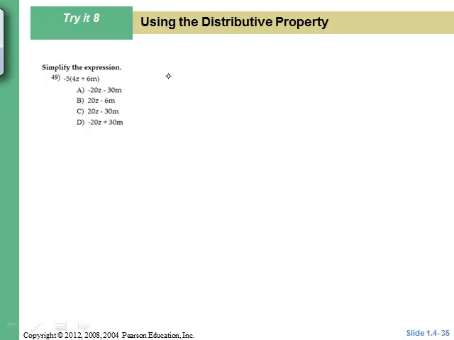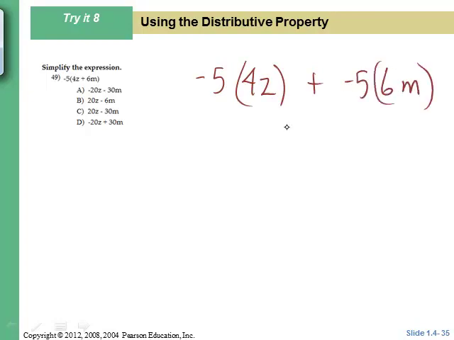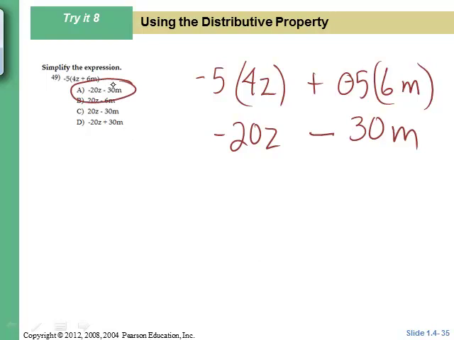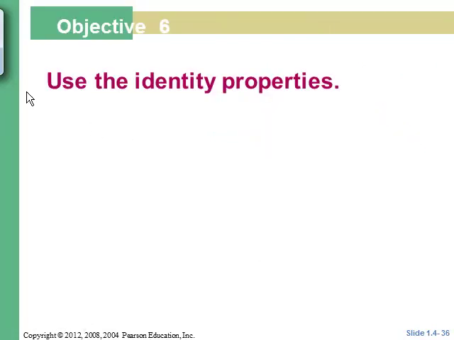Okay, so I'm going to distribute the 5, negative 5 times 4z plus negative 5 times 6m, and I get negative 20z minus, because this is a negative sign here, 30m. Negative 20z minus 30m.